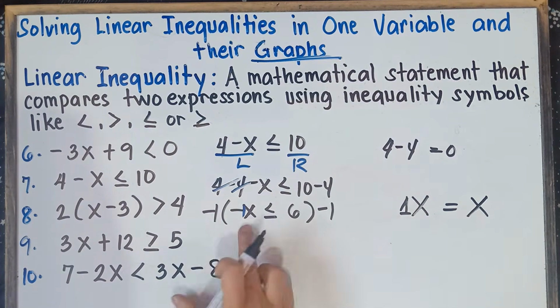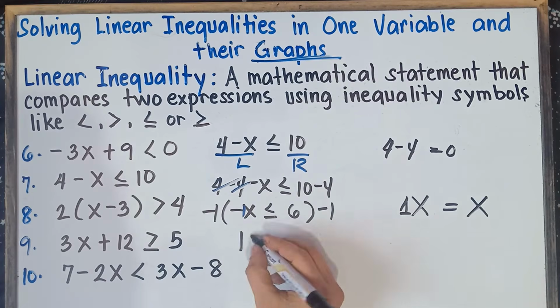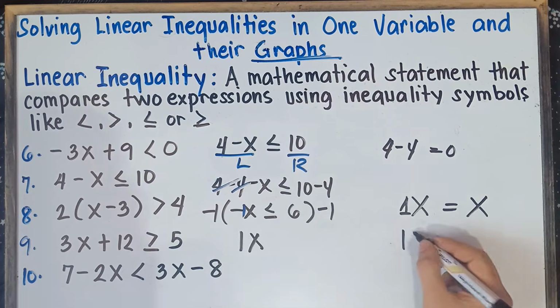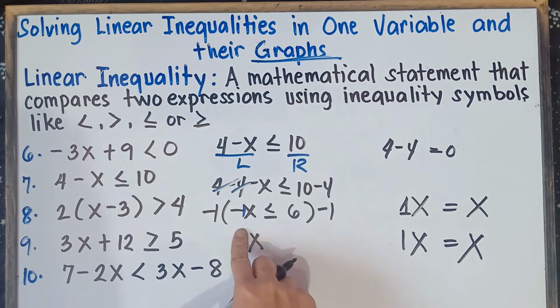Alright, so multiply the numbers. Negative 1 times negative 1, that would be positive 1. Negative times negative is positive. 1 times 1 is 1. Simply copy x. So we can have 1x, or that would be equal to x. So we can erase 1 here.